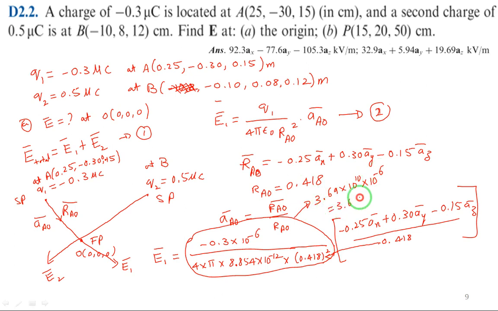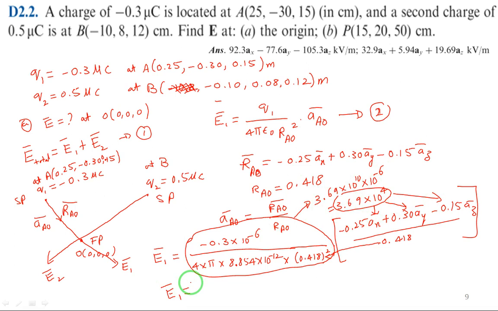Finally what I am getting, I will write 3.69 into 10 minus 6, it is 4, right? 10 power 10 into 10 power minus 6, add them, so 10 to the power of 4, this I will be getting. So this entire quantity I have to multiply with ax, I have to multiply with ay component, and I have to multiply with az, and final E1 vector I will be writing here. E1 vector is equal to, so just I will multiply 10 power 4, I will leave it right now.